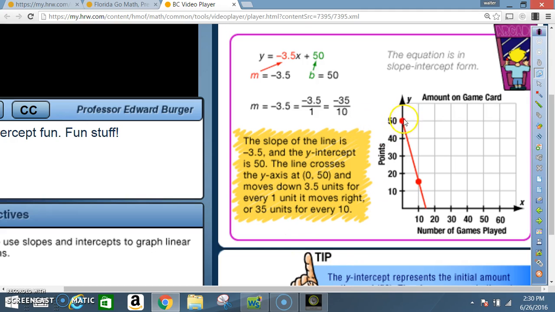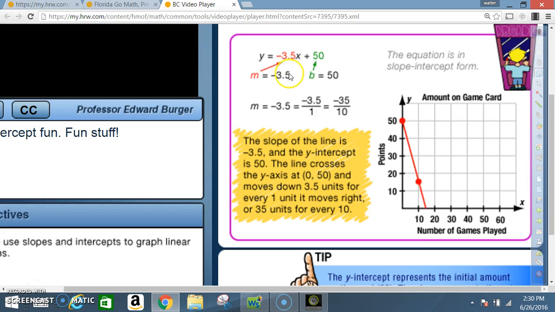So if we plot 50 right here, notice the x value is 0. All right, next let's look at the slope. We said the slope was a negative 3.5, so m is equal to a negative 3.5. Now don't forget, slope is what?